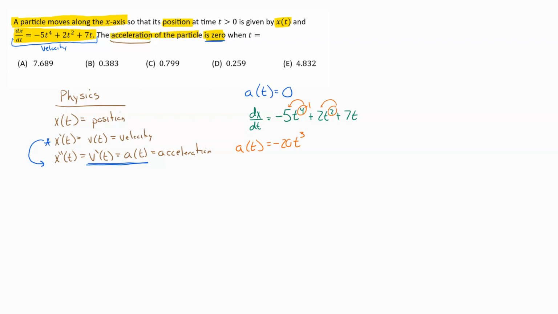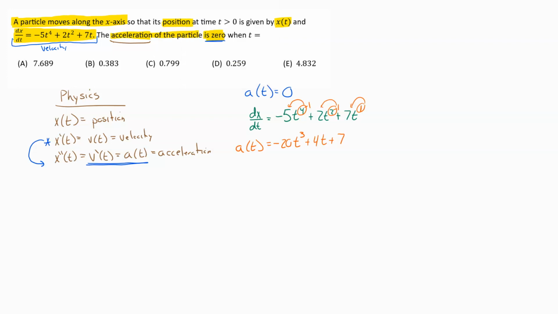Do it again here, bring the 2 down, 2 times 2 gets us 4t, subtracting 1 from the power would get us t to the first. Then we've got an unwritten 1 on that, we would bring that down, 1 times 7 gets us 7. Technically we would get t to the 0, but anything to the 0 power is 1, so we don't need to write that. That would be silly.